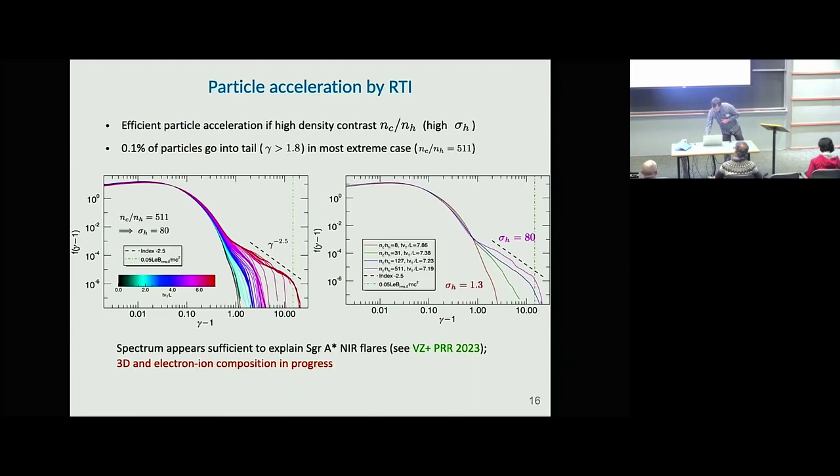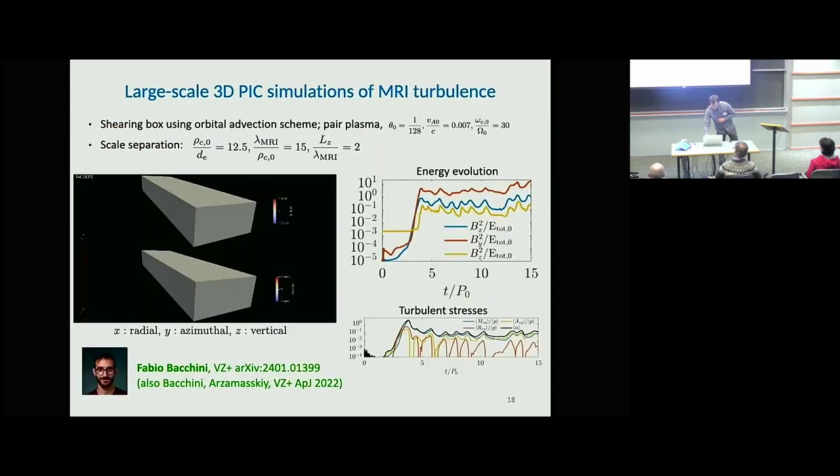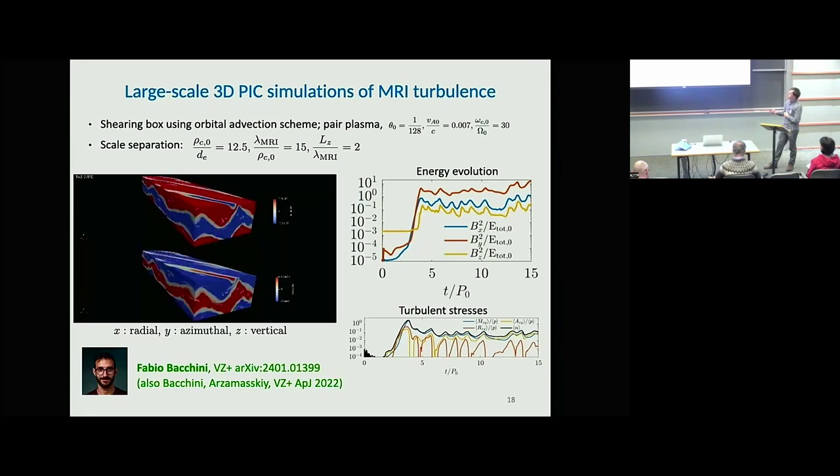So with the remaining 2 minutes, let me just mention some work that my collaborator has been doing, Fabio Bacchini, on the magnetorotational instability. I think we already talked about MRI a little bit in this workshop, so I'll skip the motivation and just say that we did these PIC simulations of turbulence in a shearing box to study the development and saturation of the magnetorotational instability. Here's a quick animation of what it looks like.